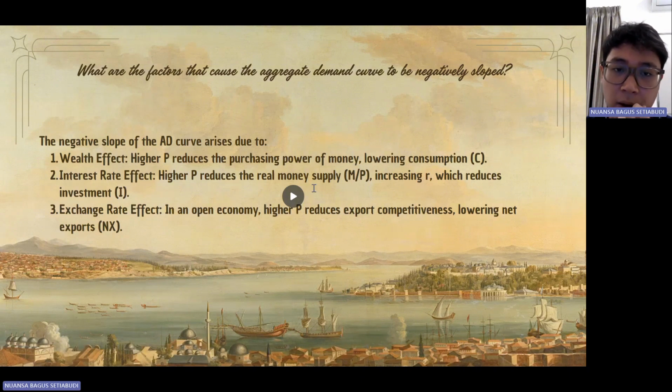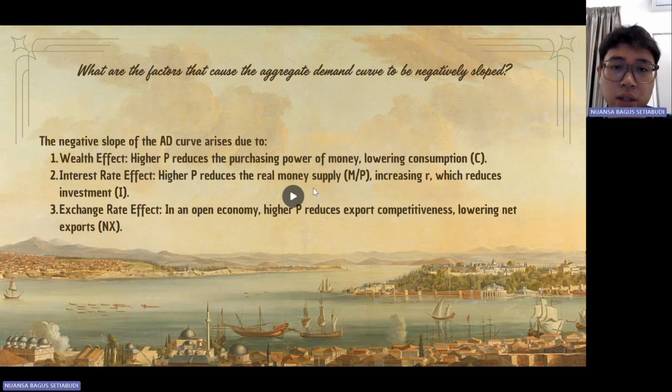So now that we've seen how the aggregate demand curve is derived, let's explore why it has a negative slope. There are three key mechanisms driving this inverse relationship between the price level P and output Y, which are the wealth effect, the interest rate effect, and the exchange rate effect.